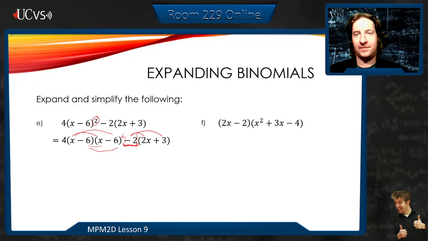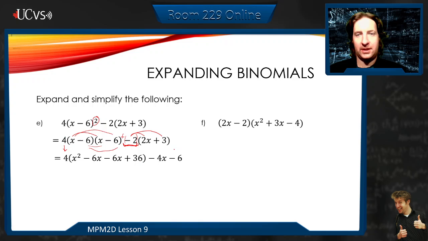Okay, so what do I mean by that? So what's going to happen here? I'm going to end up with, again, the 4 just migrates down. I'm going to do my foiling. So x times x, x squared. x times negative 6, negative 6x. Negative 6 times x, negative 6x. Negative 6 times negative 6, positive 36. Okay, so that's my foiling of my binomials. My 4 is still there.